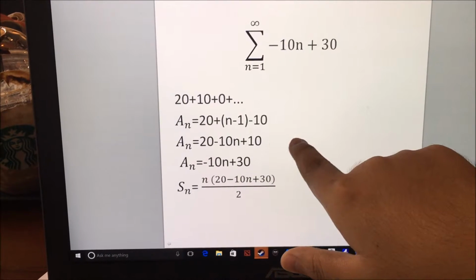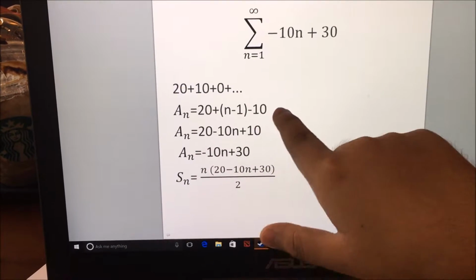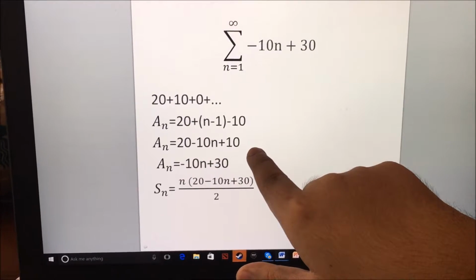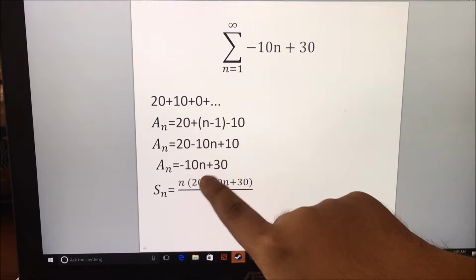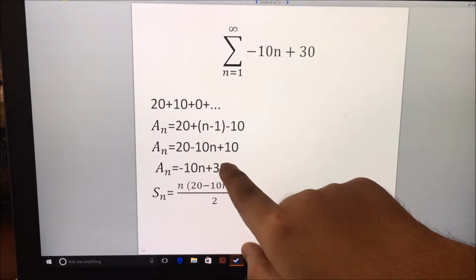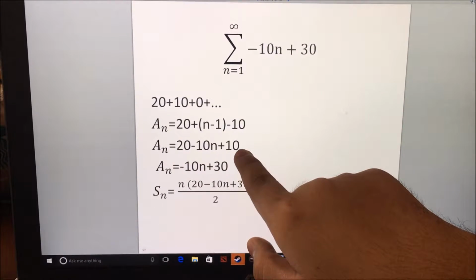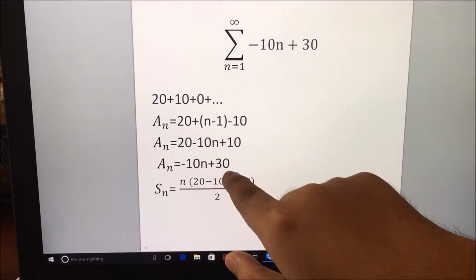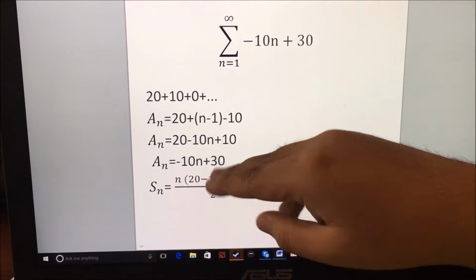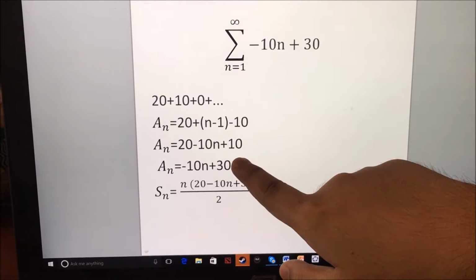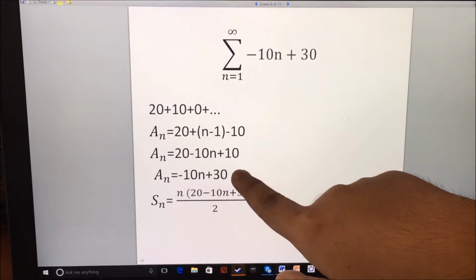Then we distribute negative 10 to here, and we end up with 20 minus 10n plus 10. Then we combine the common terms and perform the said operation, and we end up with this: a sub n equals negative 10n plus 30.